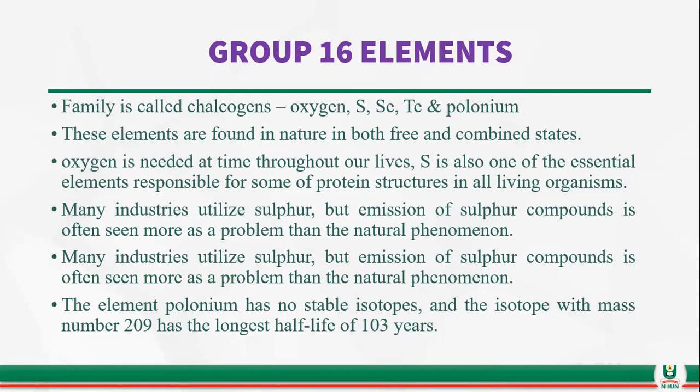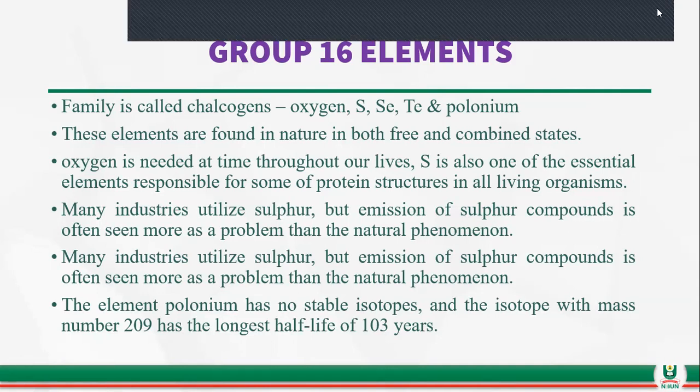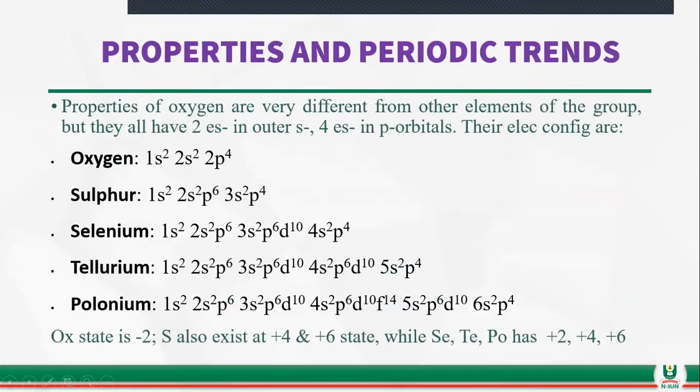So many industries use that, but the emission of sulfur compounds is often seen more as a problem than a natural phenomenon. The element polonium has no stable isotope, and they have very long half-lives. The isotope with mass of 209 has the longest half-life of 103 years. So polonium is a radioactive element that is used in nuclear weapons and in nuclear energy generating cells.